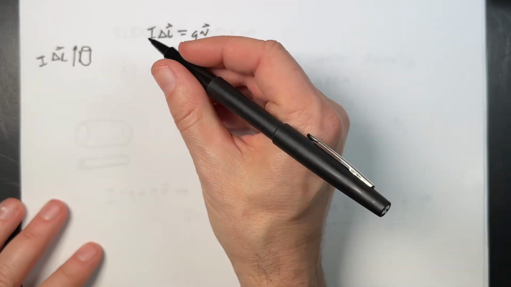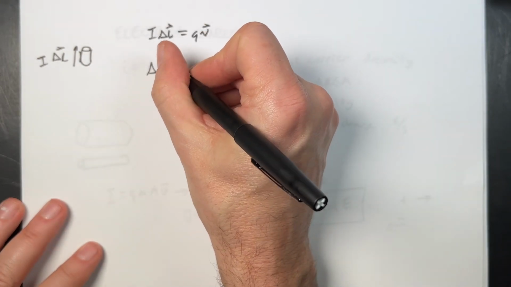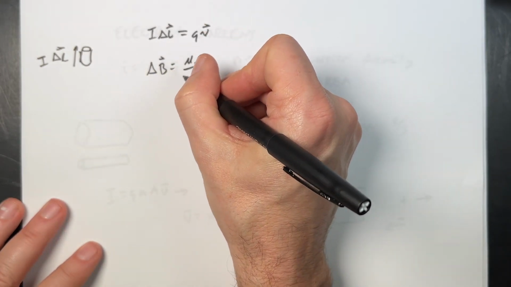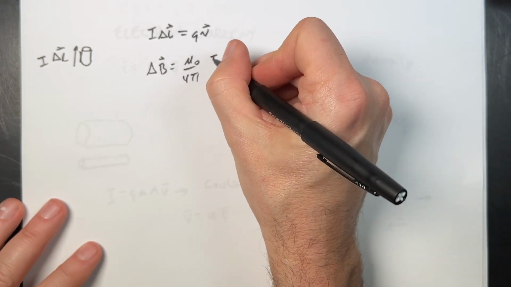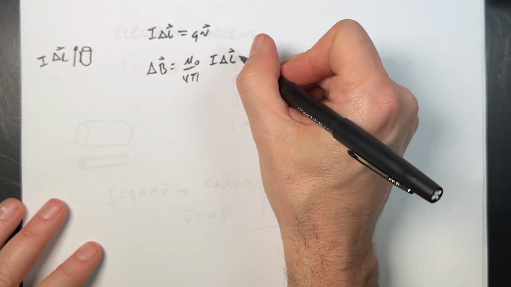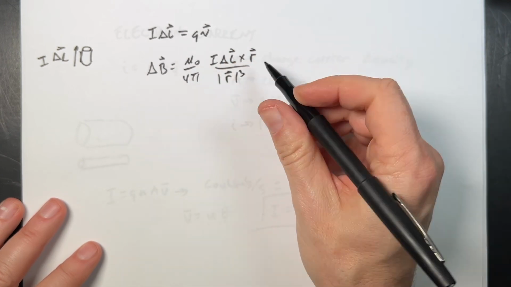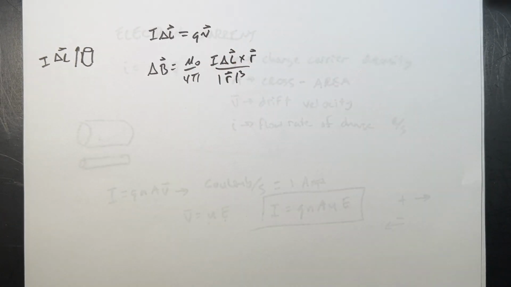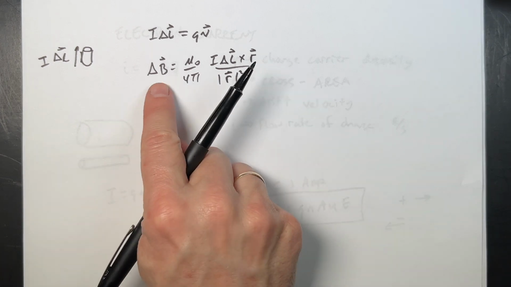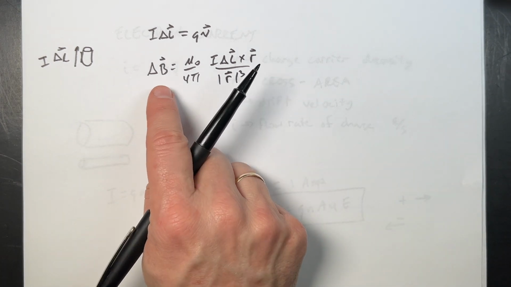But I can get this: delta B is mu naught over 4 pi, I delta L vector cross R over the magnitude of R cubed. Or you could write that as R hat over R squared, whatever you want. So it looks the same, but this is just the contribution of a short piece of wire.